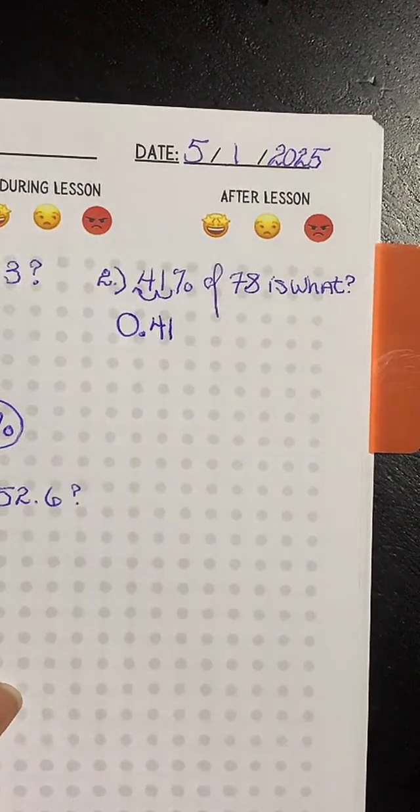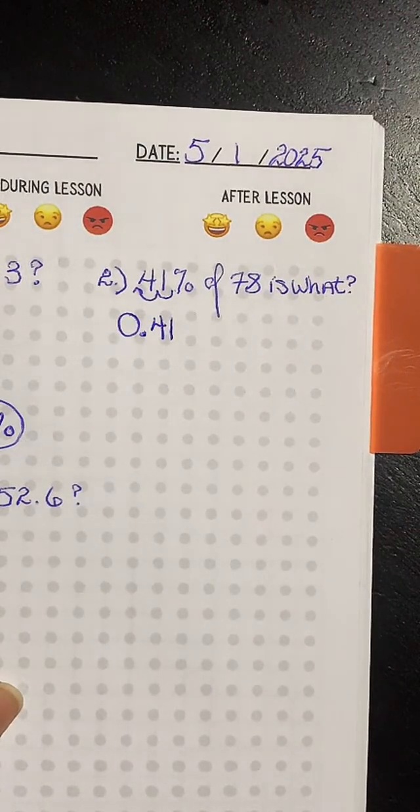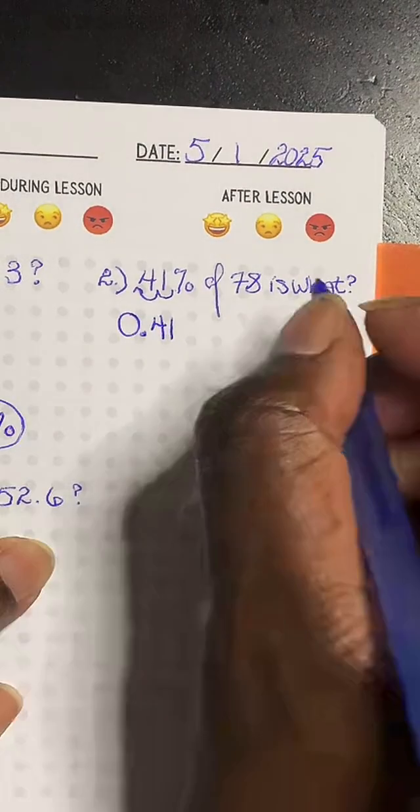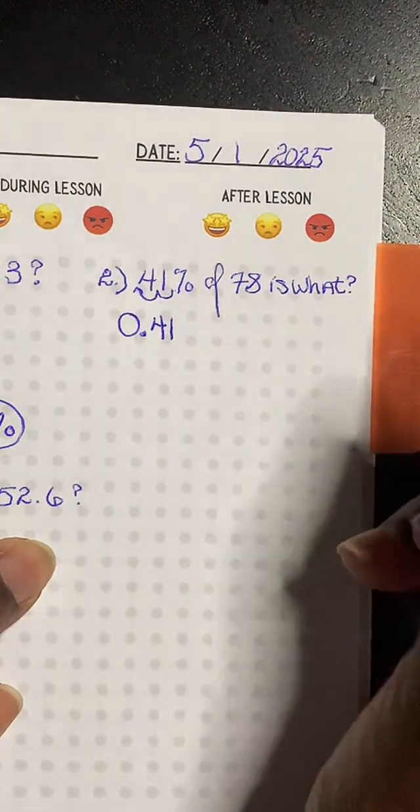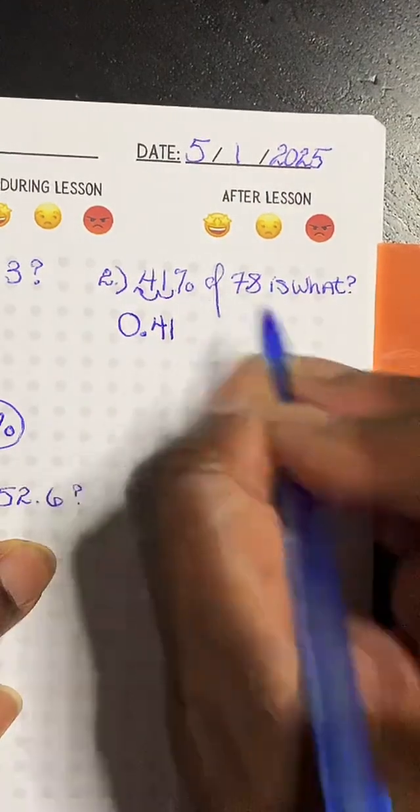Okay? Everything's going to be good. All right? Then you multiply that by... Good job. All right? So, because we have "of" means multiplication.